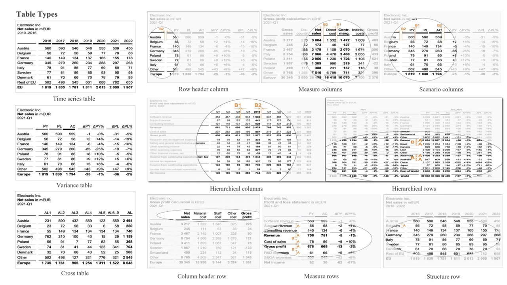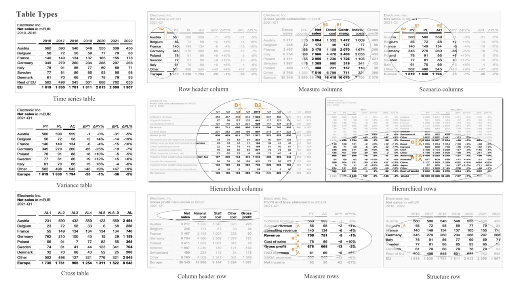Hierarchical columns appear when a table has 2 or more levels of column grouping. In the P&L statement shown here, the top level groups columns by year, 2019, 2020. The second level shows the quarterly breakdown within each year, Q1, Q2, Q3, Q4, plus the annual total.